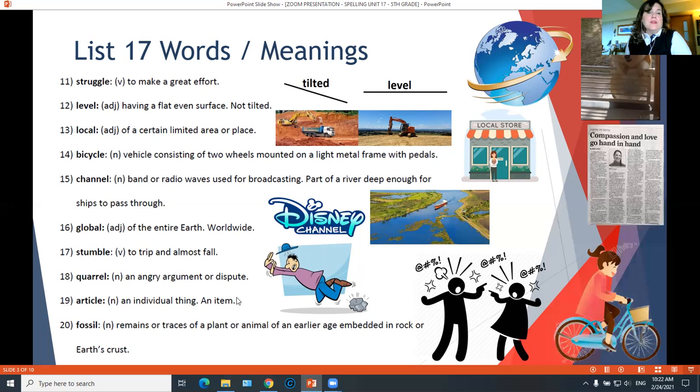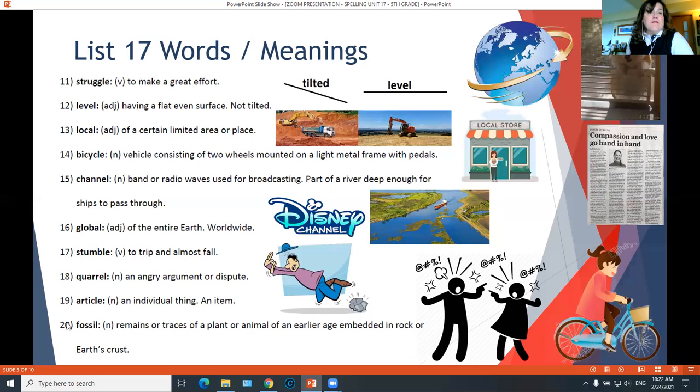Article. Article is an individual thing, an item. For example, this is an article. This also is an article. My mouse is an article. But we also use this word to refer to a regular column in a newspaper. So in the picture, we're looking at a newspaper article, okay?